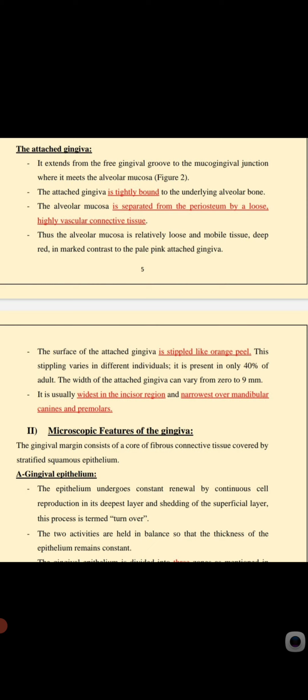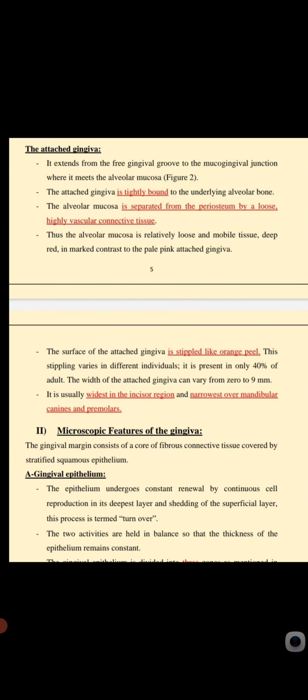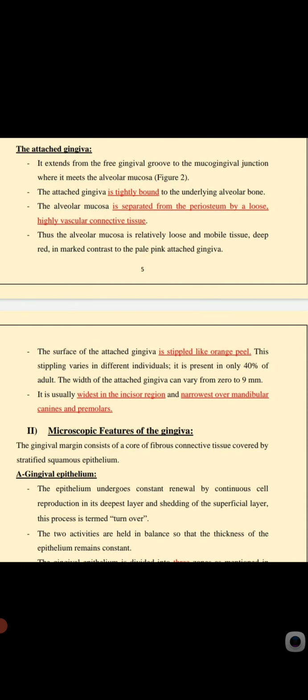Now, after the macroscopic picture, we come to the microscopic picture of the gingiva. In the microscopic picture, there are two things. Number one, gingival epithelium. Second is the gingival connective tissue. Like in any structure in the body, there is epithelium and connective tissue. But in the second video, we already discussed in detail the epithelium, its types, like circular epithelium, oral epithelium, junctional epithelium, its width, its keratin, everything is covered.